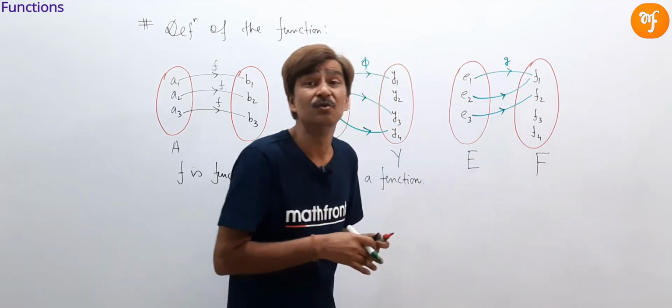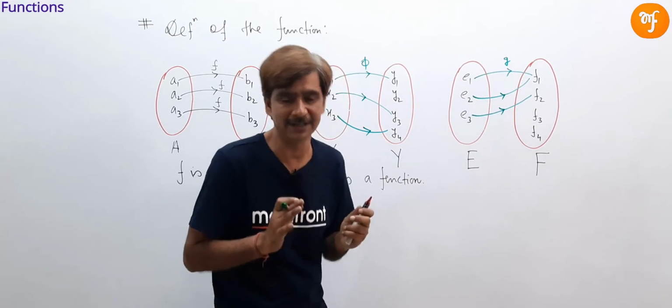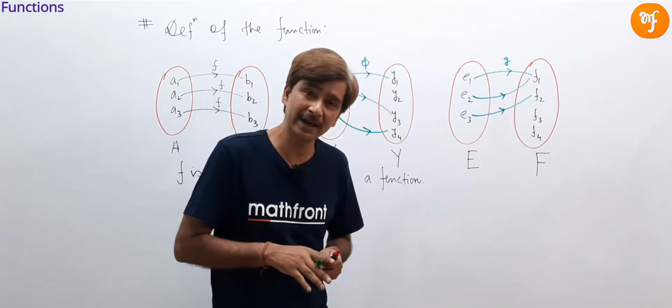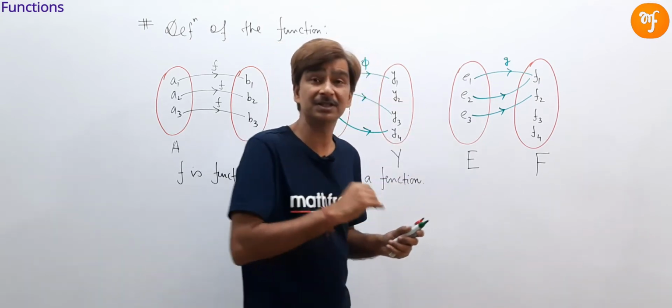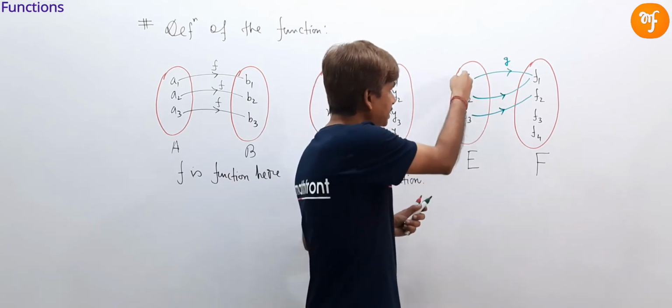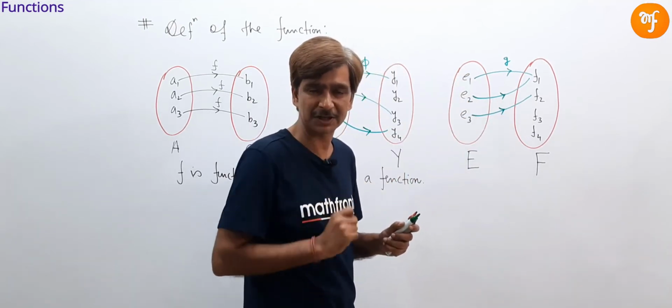Okay, now whether this relation G is a function or not? Yes, in this case the relation G is also a function. Why? Because the definition of the function is satisfied here. Look, in the domain, each and every element, that is E1, E2, E3, has an image in the codomain. This is the first condition satisfied.